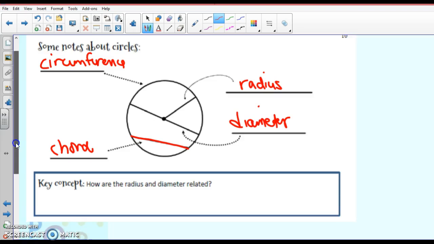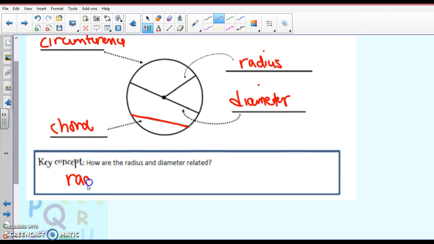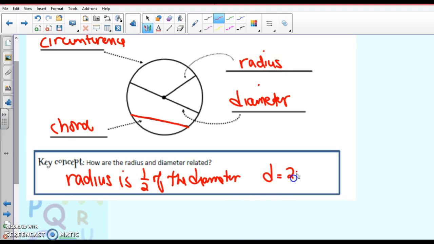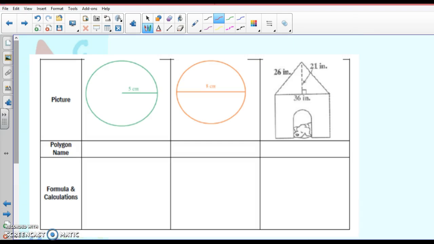How are the radius and diameter related? Radius is 1/2 of the diameter. You could write it another way. Diameter is 2 times the radius, or 2 radius. There you go. All right.